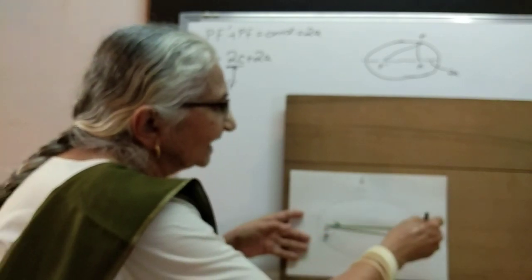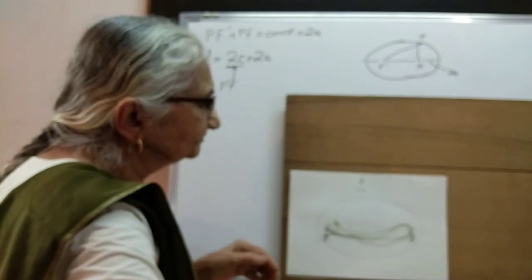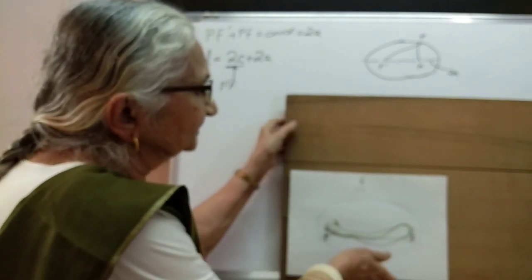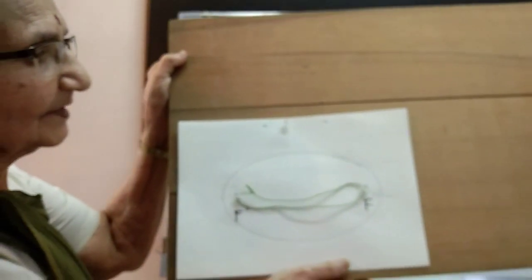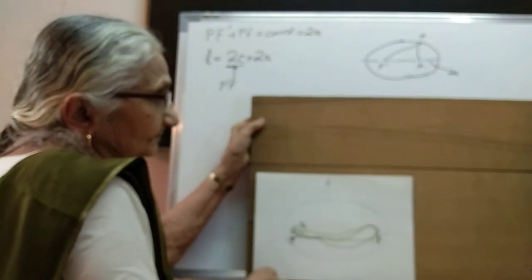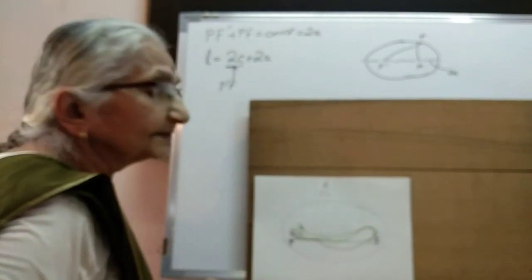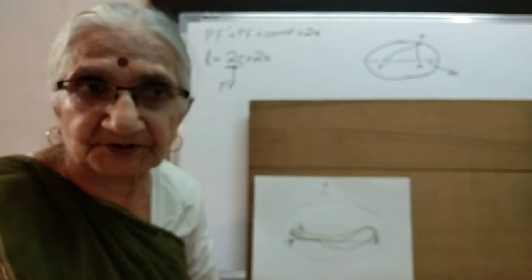And go all the way around. So that is the ellipse. I hope you can see it. That's the ellipse. The pencil is not too dark, but anyway. Now, as we just decided, we have to show that this is an ellipse.